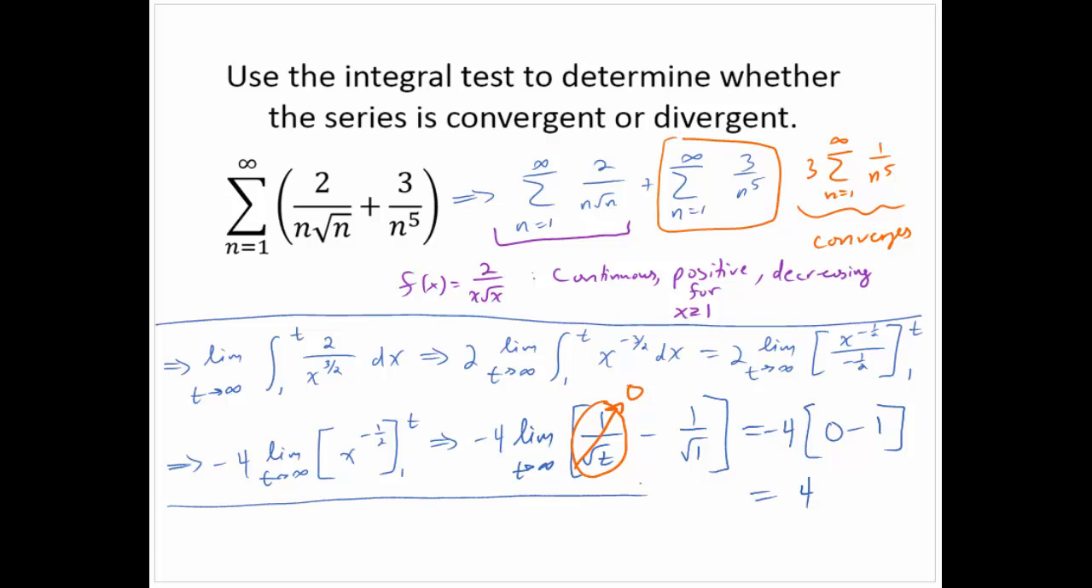So by the integral test, sigma n equals 1 to infinity of 2 over n root n plus 3 over n to the fifth converges.